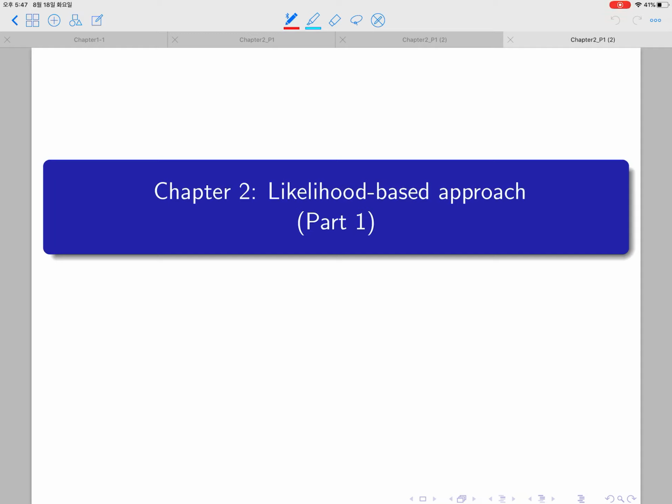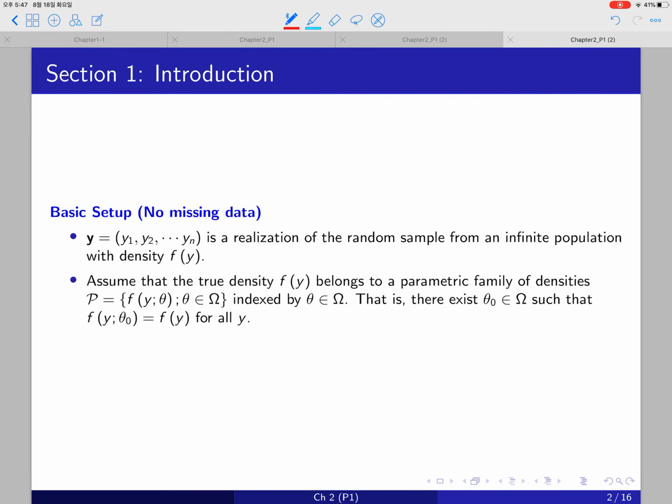Okay, today we'll talk about basic theory for the likelihood-based approach. We'll focus on the theory with no missing data. The theory on the existence of missing data will be covered next week.